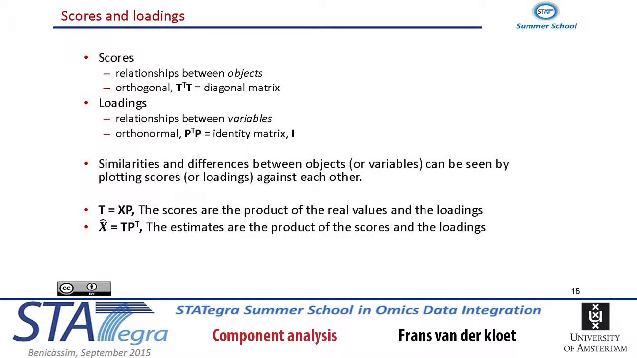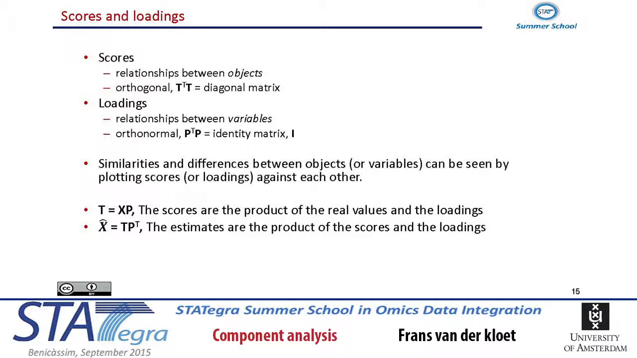So, to summarize scores and loadings: the scores describe the relationships between the objects. They are orthogonal, and that's something I will come back to later on. The loadings describe the relationships between the variables. They are orthonormal, and this is usually used in chemometrics. These demands or constraints are really specific to chemometrics. In psychometrics, they can be a bit different. But this is the one that we use right now.